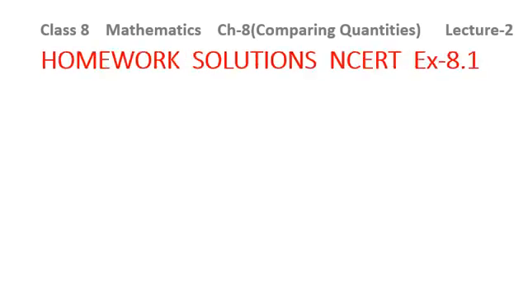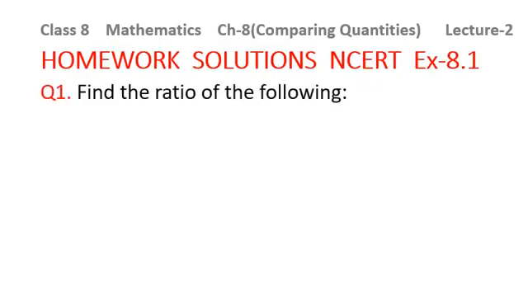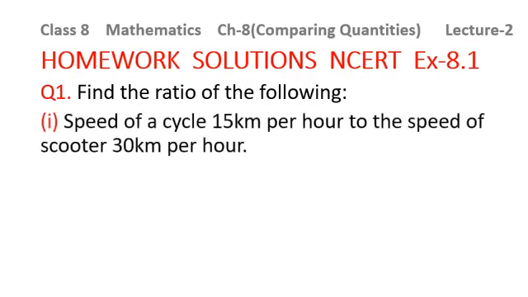Now coming to homework solutions of NCERT exercise 8.1. First question was, find the ratio of the following. We are supposed to find the ratio of the given parts. First part is speed of the cycle 15 km per hour to the speed of the scooter 30 km per hour. First of all, before taking the ratio, as we have discussed in the previous lecture, the units must be the same, and in this case speed of the cycle is given in kilometer per hour. Speed of the scooter is also given in kilometer per hour. So both the units are the same.